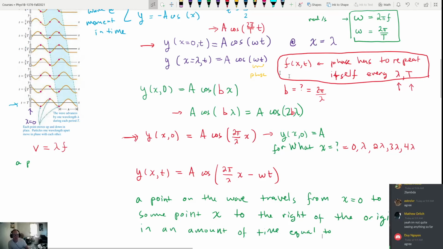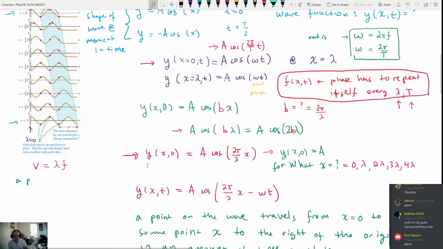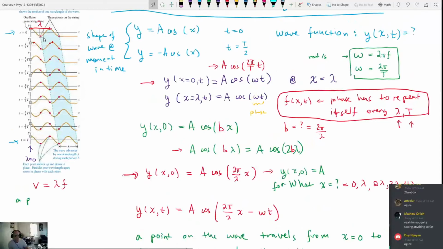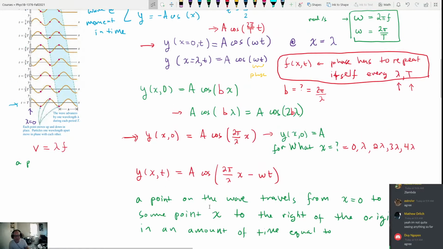Okay, so a point on the wave travels from x equal to 0, like right here, to some other point. Actually, it's probably better to look at this point right here. Let's say that this was x equal to 0. This travels to some new point, like let's say this point down here, right? So it starts here, and it travels to here. The string doesn't actually move, but the point on the wave, the pulse of the wave does travel some distance.